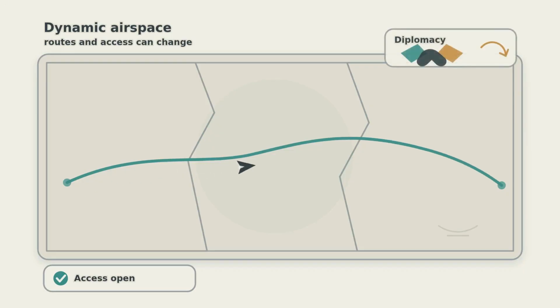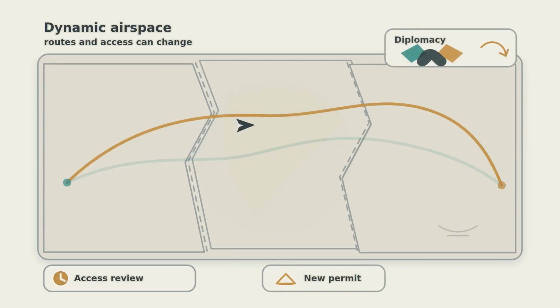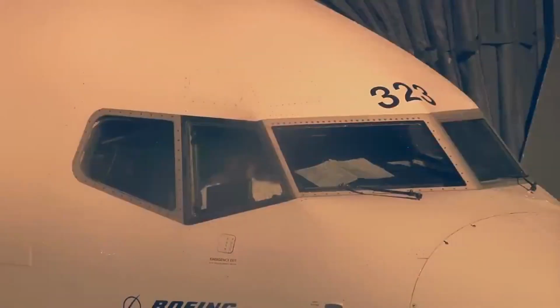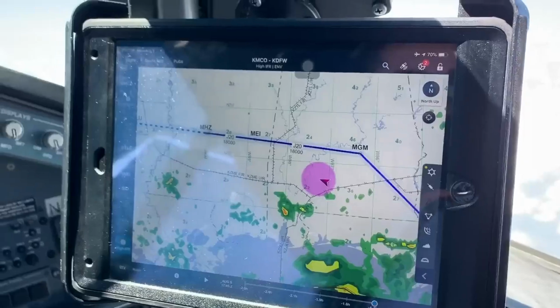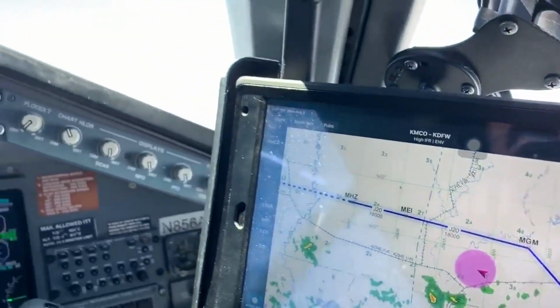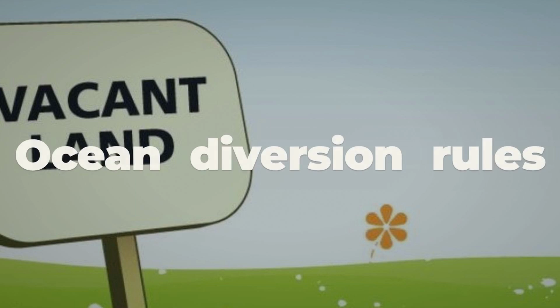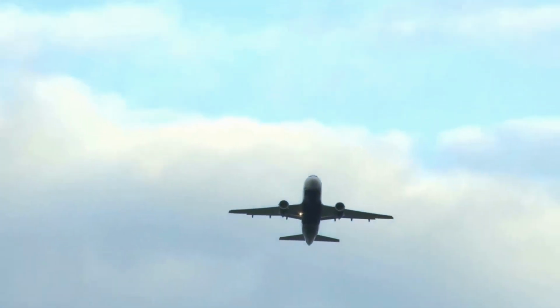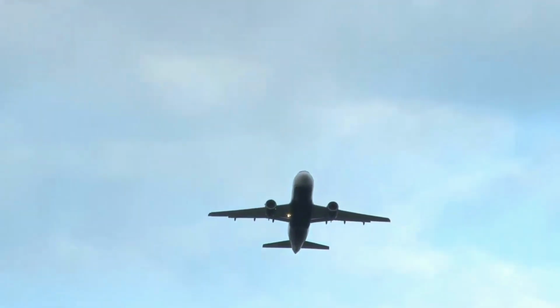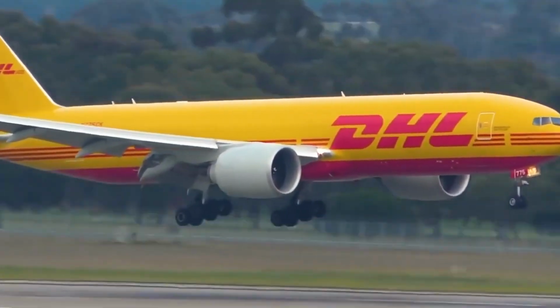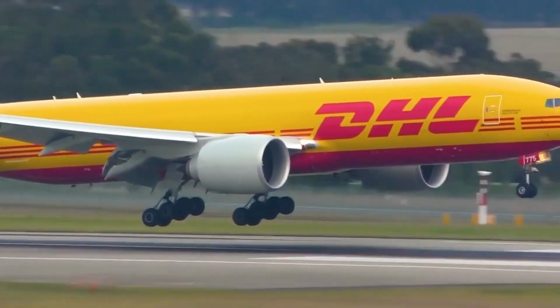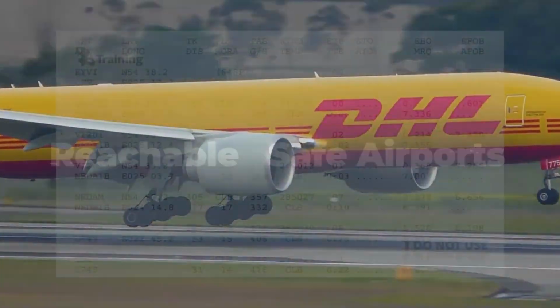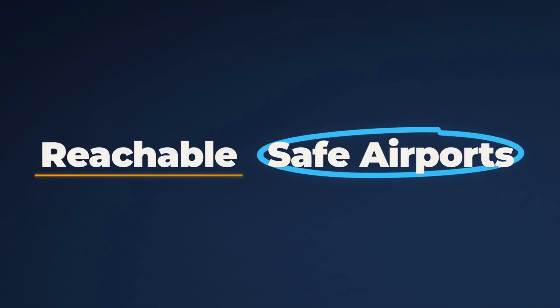These rules are not fixed forever. Airspace access changes with diplomacy, security conditions, and government decisions, so airlines constantly update routes to match the safest and most practical path available. Over oceans, another layer of planning appears: diversion rules for twin-engine jets. The core idea is simple. A twin-engine aircraft must be certified, maintained, and dispatched so it can reach a suitable airport within an approved time if something serious happens far from land.